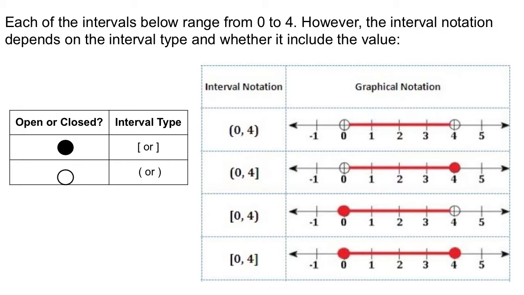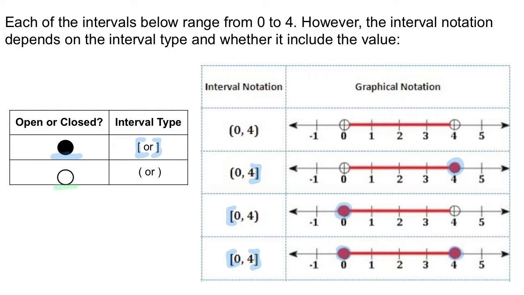If we look at the examples below, they all spread from 0 to 4. However, the interval type truly just depends on whether or not it includes the 0 or the 4. So whenever it includes the number or has a closed circle, that means that we're using a bracket. So we'll notice in the second one it includes 4, so I have a bracket here. And the next one, it includes 0 with a closed circle, so I have a bracket around the 0. And the bottom one includes both the 0 and the 4, so I have brackets around the 0 and 4.